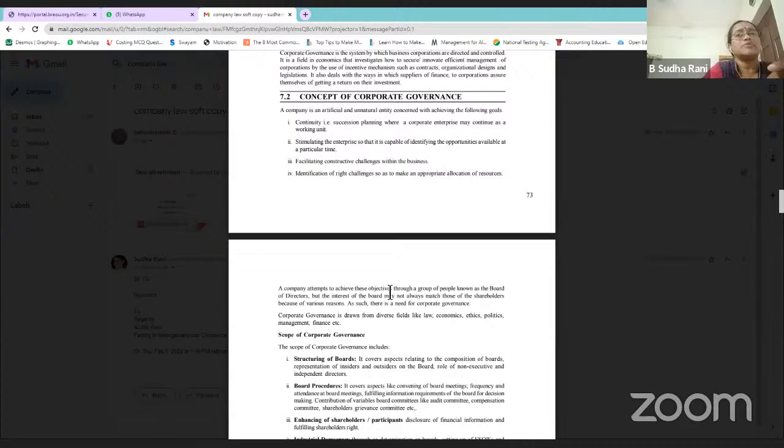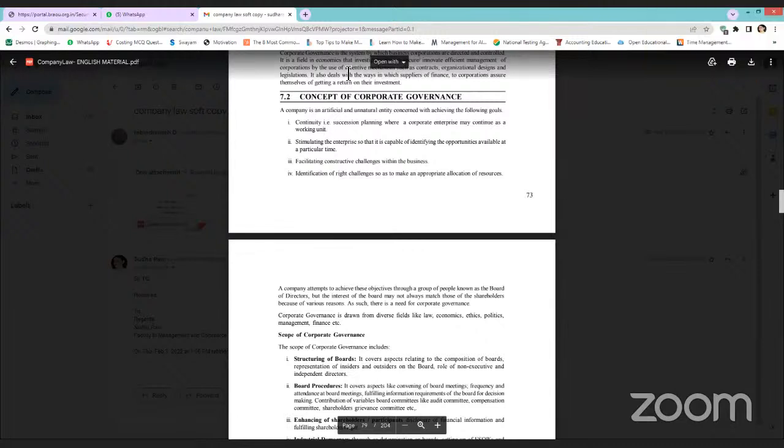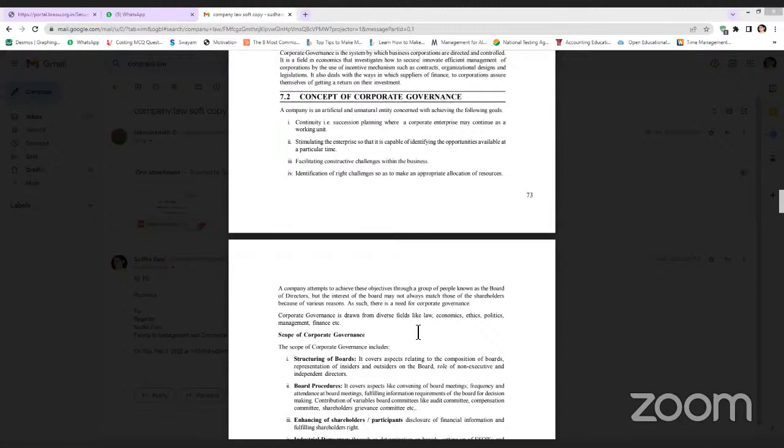The board of directors acts on behalf of a company, being an artificial person, right? So being an artificial person, the company acts through directors, and directors act on behalf of the company and with the interest of the company. And they carry all the interest of the shareholders, being elected members of the shareholders.